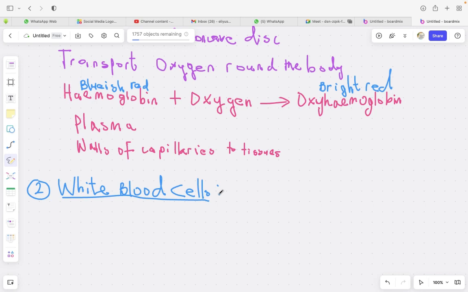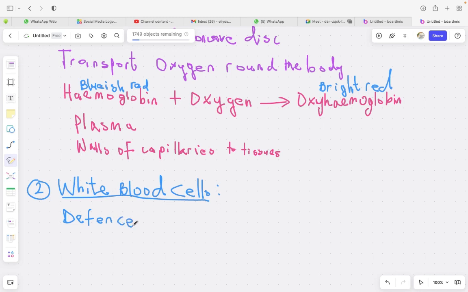Now, the white blood cells are a very important part of the body's defense system. In fact, this is their main function. Like the way you have a military to defend a country, the white blood cells are like the military of the human body.